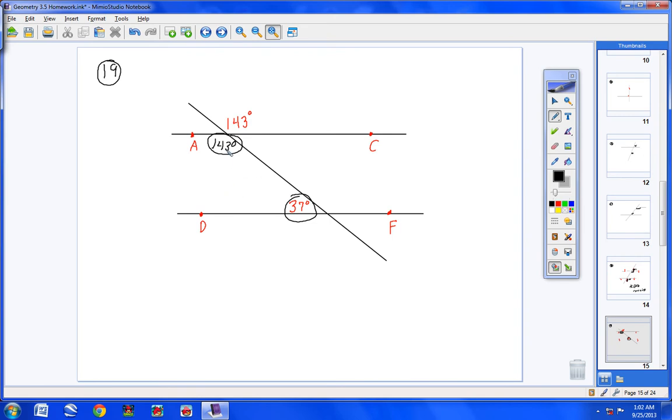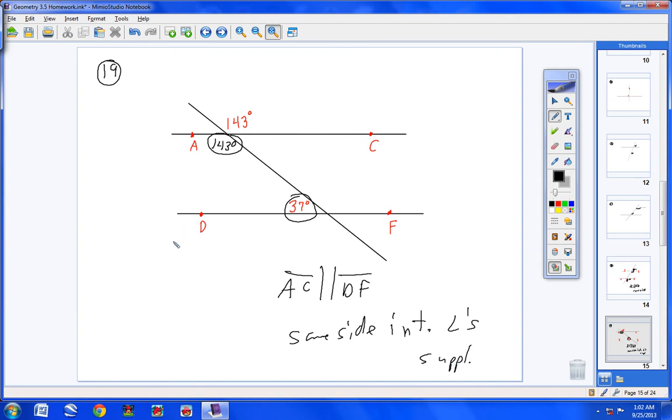Now, I know that you have to have supplementary angles when you're dealing with consecutive interior angles. So I'm going to quickly add these two together in my head, and I do get 180 degrees. So these 2 angles right here are supplementary. So yes, I can state that AC is parallel to DF totally. Why? Because same side interior angles are supplementary. So definitely, that's one of our ways to prove that lines are parallel.